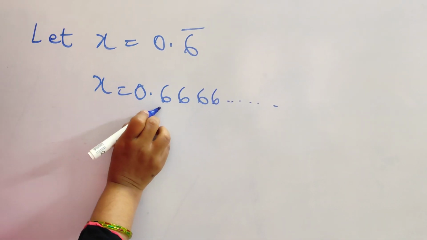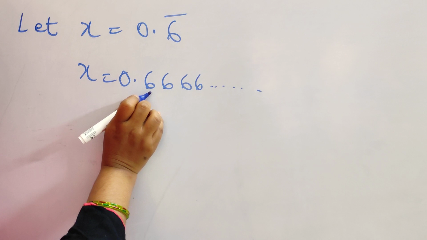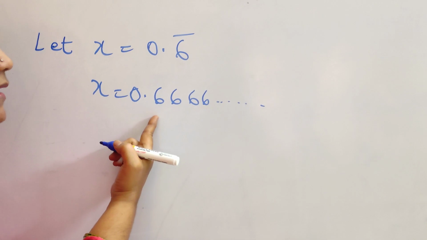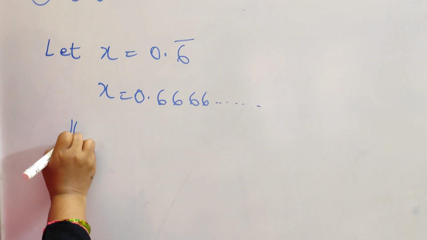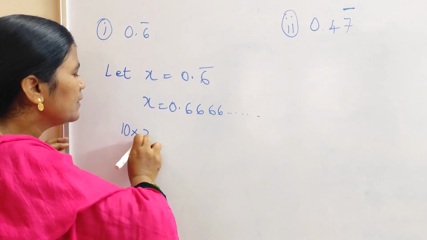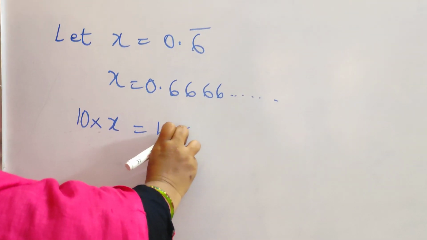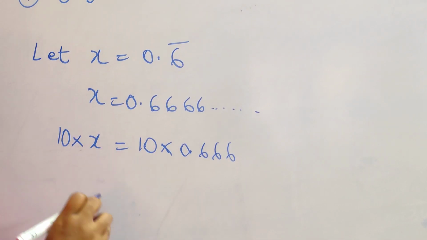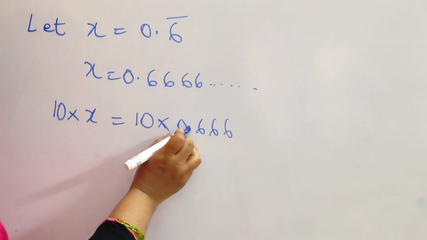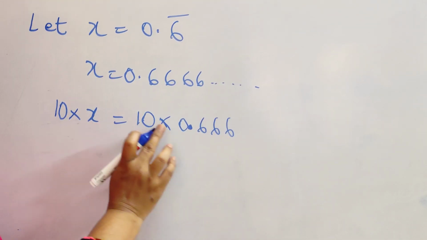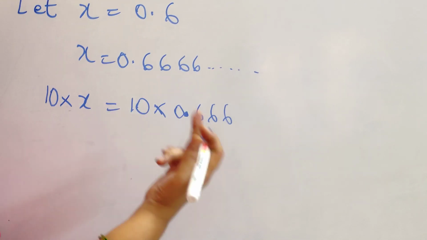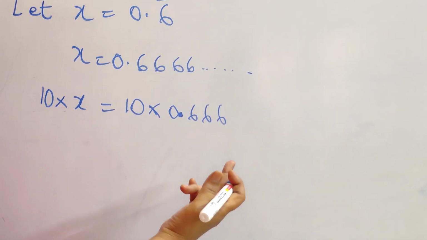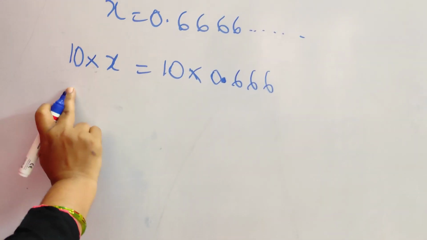Okay. So which number is repeating, children? 6. How many numbers are repeating? Only one number, 6, is repeating. This you have to remember. If one number is repeating, then you have to multiply the equation with 10, both the sides. Because only one number is repeating, we take 10 as a multiplication on both the sides. If two numbers are repeating, we take 100 as multiplication on both sides. If 3 numbers are repeating, we take 1000 as multiplication on both sides.